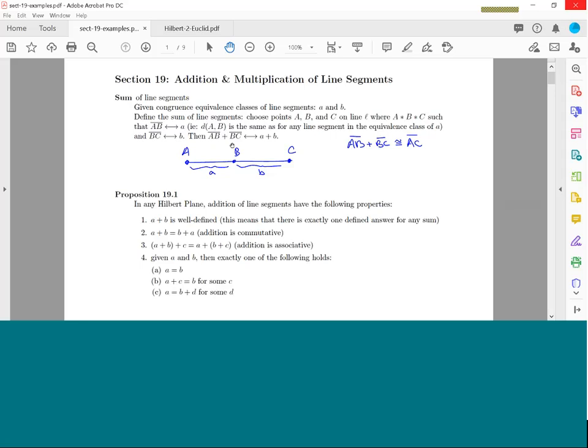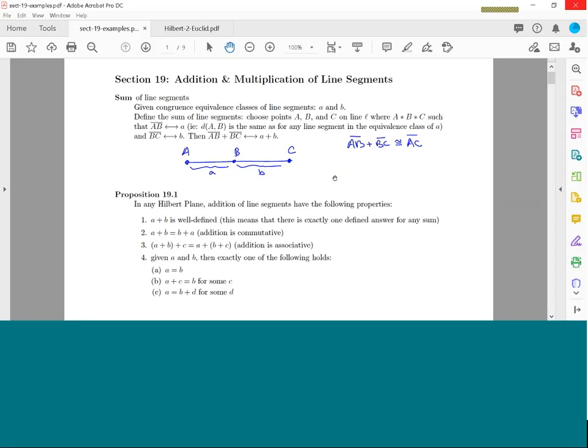Now, what does this last bit tell you? It says, hey, this AC is going to have the same length as A plus B. That's all it's saying. In other words, you can totally manipulate your line segments based off of their length, is the conclusion or the takeaway from this definition.